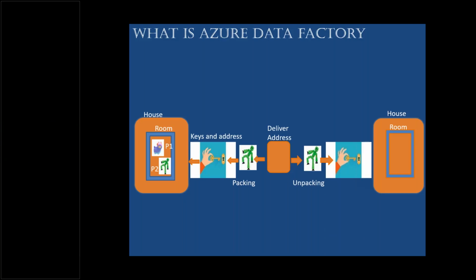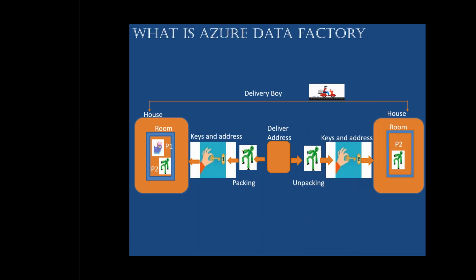For that, you need a key for this house again. So you need a key for this house, you need to take the thing from here and pack it, and you need a delivery address to deliver it to the target, and you have to have unpacking because you need to store it in this house. Who is going to do all these things? Delivery boy is going to do.